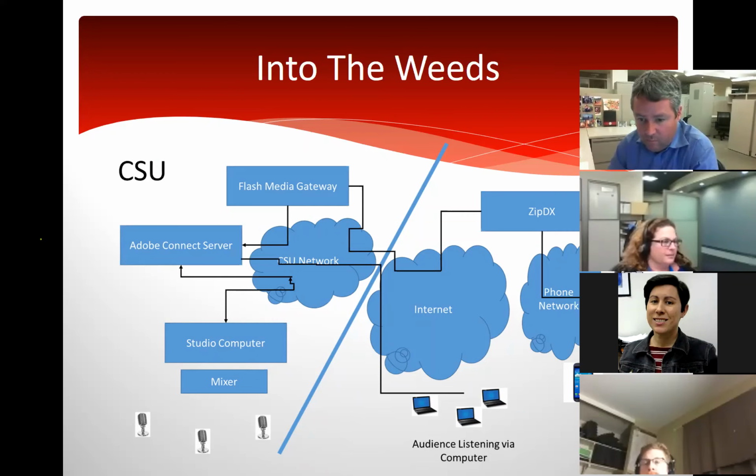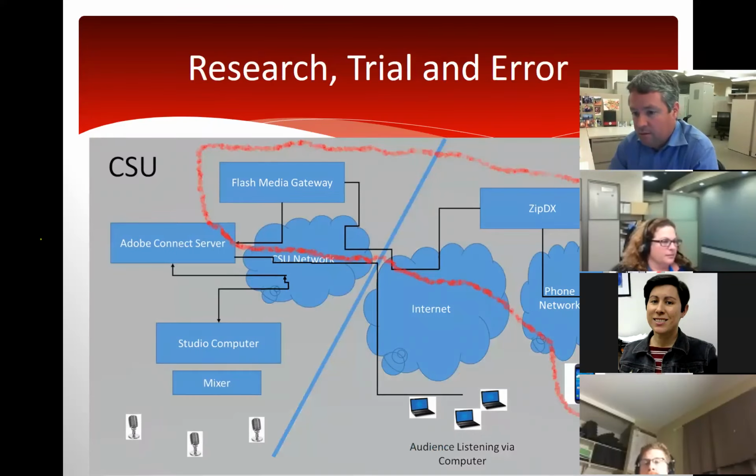But we were basically able to find out that this whole area with the ZDX and the Flash Media Gateway and the phone network is what was causing a lot of problems for us, where the system was sometimes melting. I know that's not a scientific term, but the system was melting and the production was not working well.